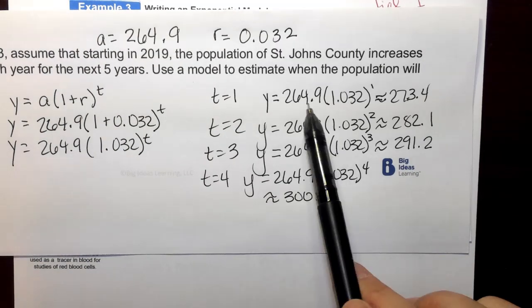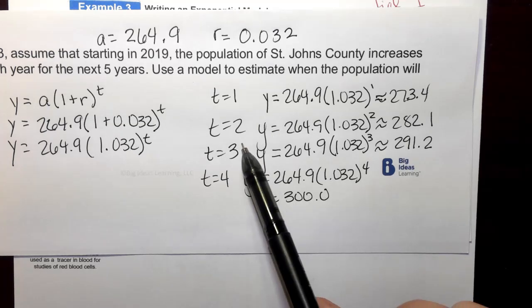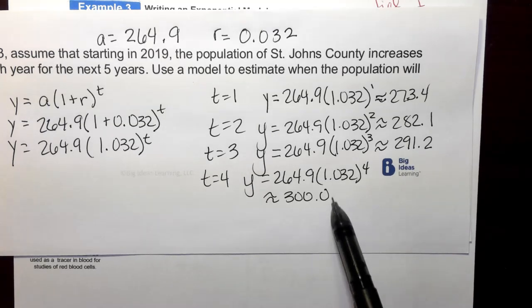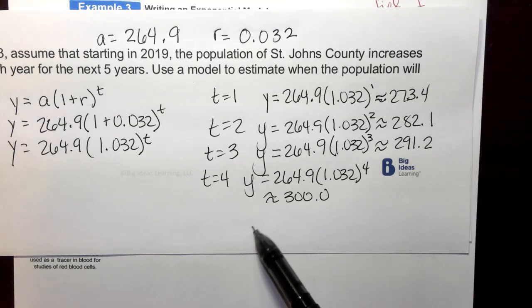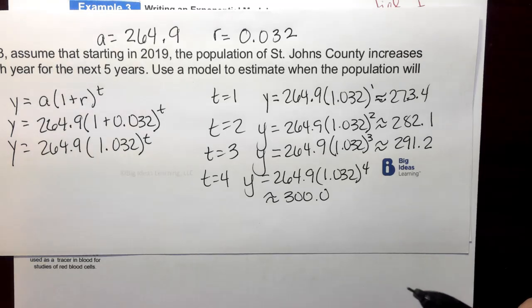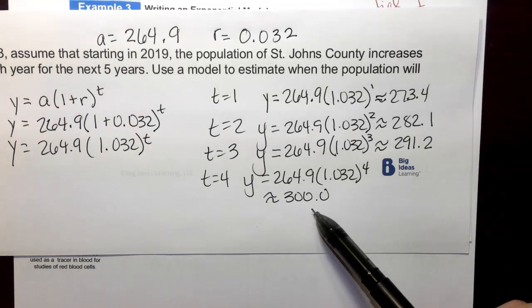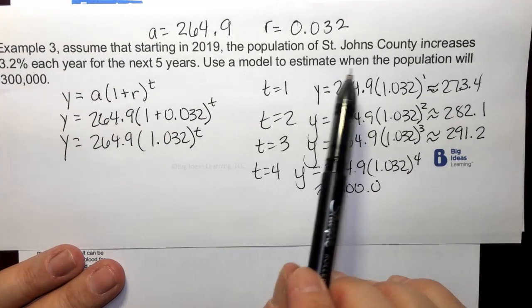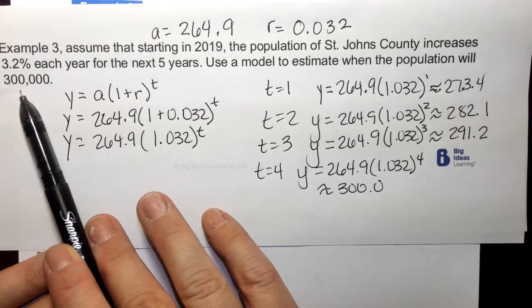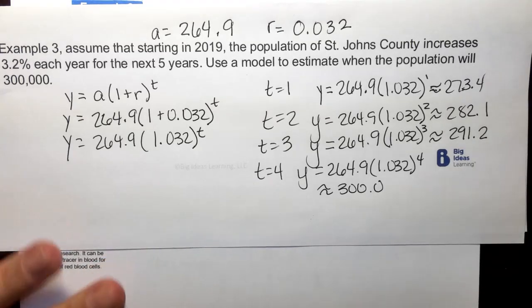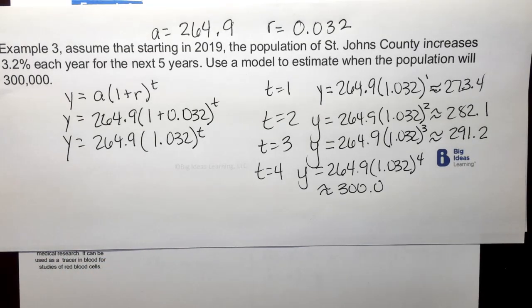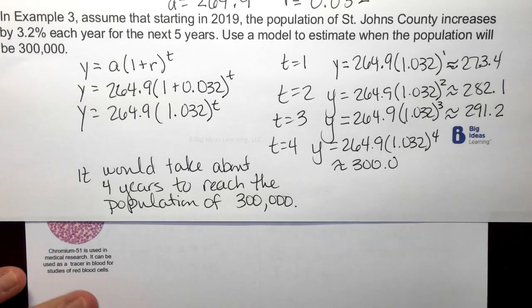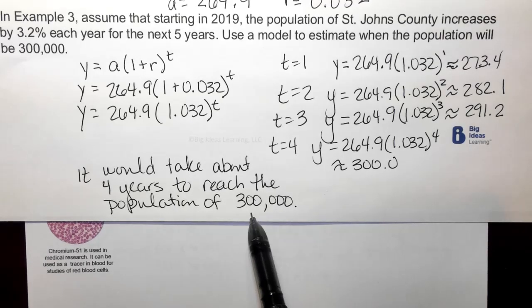All right, so t is 1, I've got this. 2, I got this. 3, I got this. 4, I got to the point that we were. If you wanted to go to 5, you would see that that was a little over 300. I think it's about 310,000. So in this case, we would say that the population will be about 300,000 in 4 years. So it would take about 4 years at that percentage rate for their population to increase to 300,000.